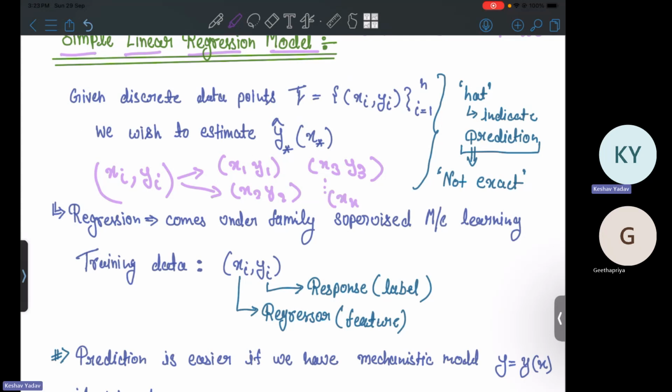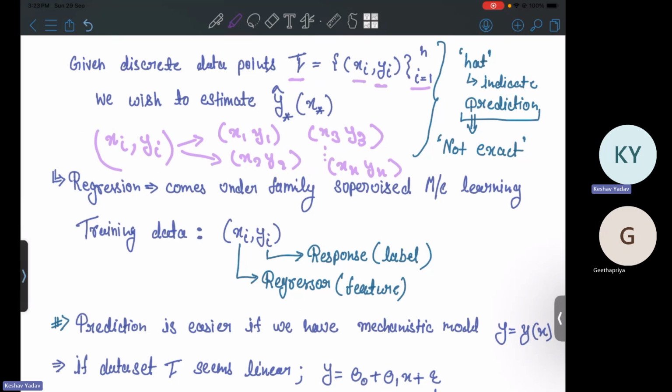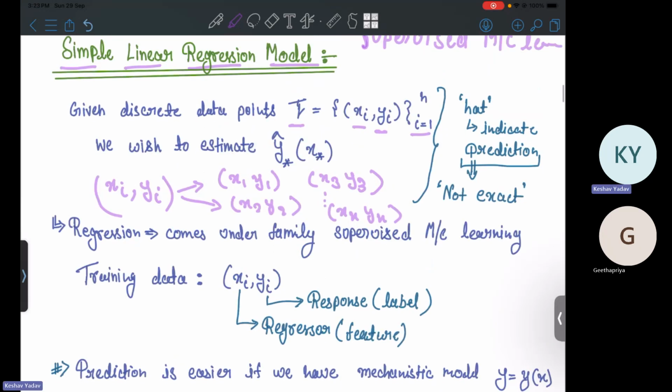For some xn value, we have yn. So this is the given data. Given data is xi, yi, where i goes from 1 to n. Then what we try to do, from the given data, we want to predict the value. Suppose my x is x star, then what will be the value of y star corresponding to this x star?